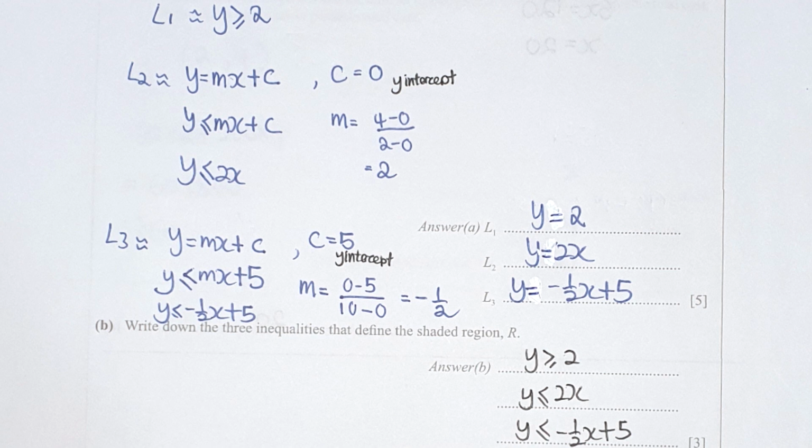For L3, the line already gives you that c is 5 because the y-intercept is (0, 5). So identify the gradient as negative 1 over 2. You will have y equals negative 1 over 2x plus 5. And the other thing is y is less than or equal to negative 1 over 2x plus 5. So this one is the inequality result.